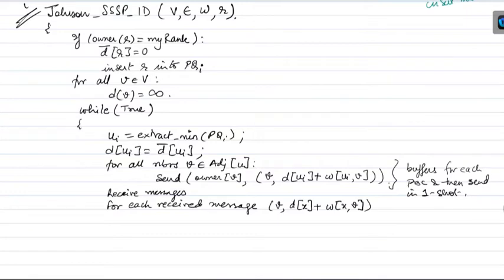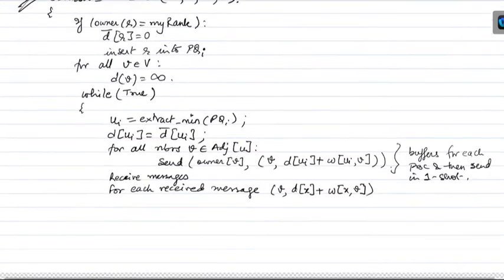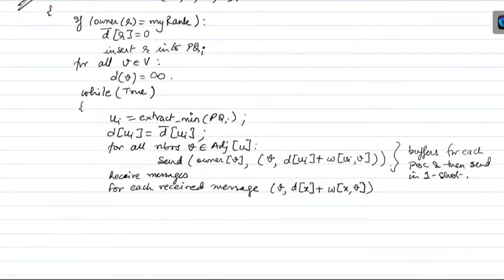Some processor must have settled some vertex x, and v was a neighbor of x. So that's why I'm receiving this message. Is that clear? So v is local to me, right? v must be local to me. That's why I'm receiving this message. Okay, so what do I do now?